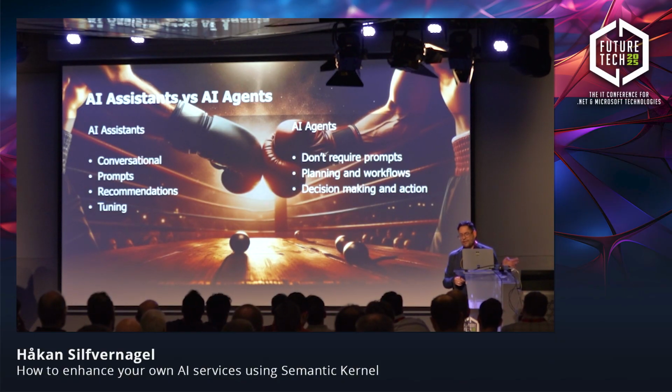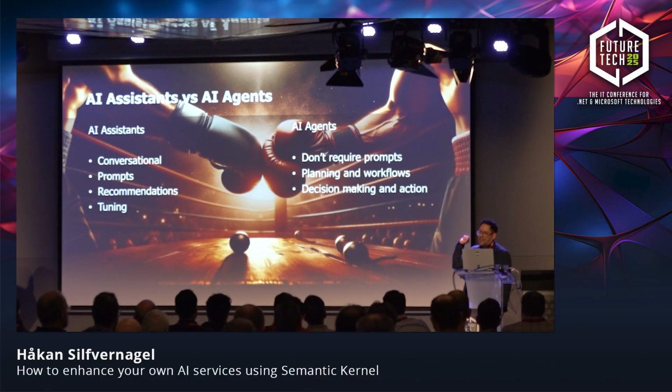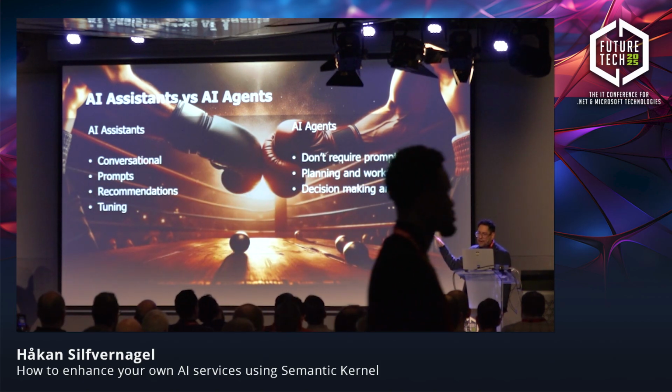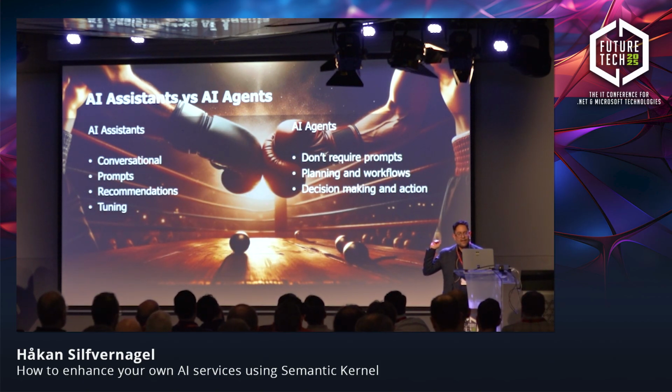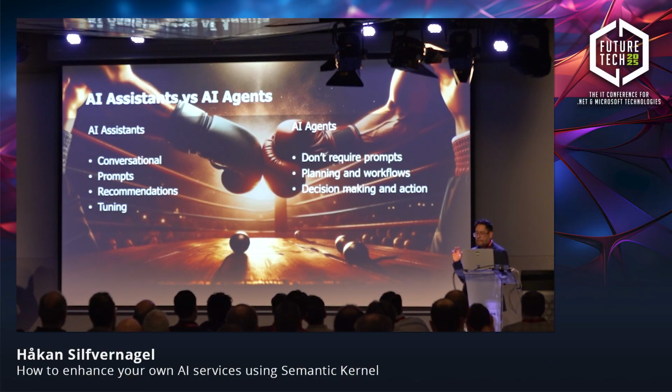But AI agents, on the other hand, don't require prompts. Instead, you can give an AI agent a goal, and if you give it access to some functions, it can figure out by itself which functions it should call and in which order. So it can plan and develop its own workflow by itself. That's a very big strength of AI agents, that we don't need to explicitly program them. We can just give them a goal, and then the AI agent will figure out by itself how to reach the goal that has been given to it.